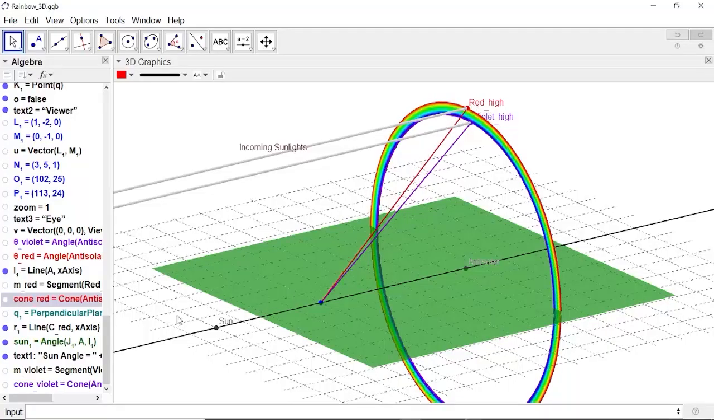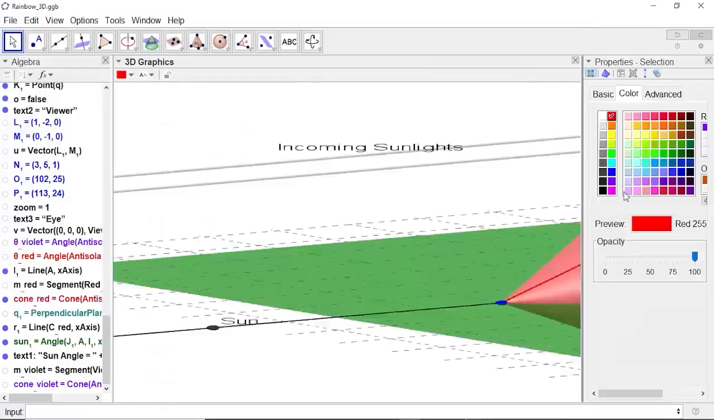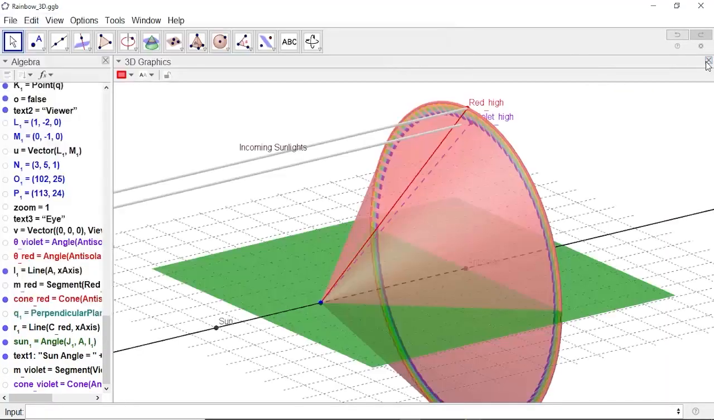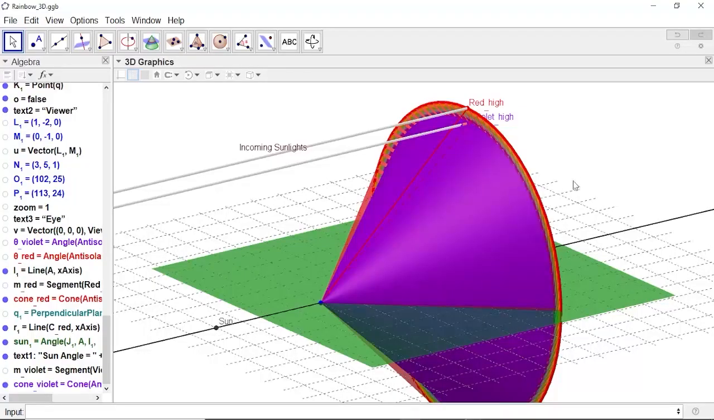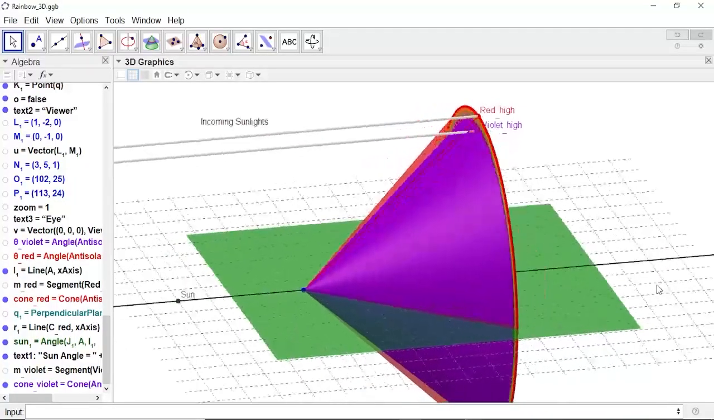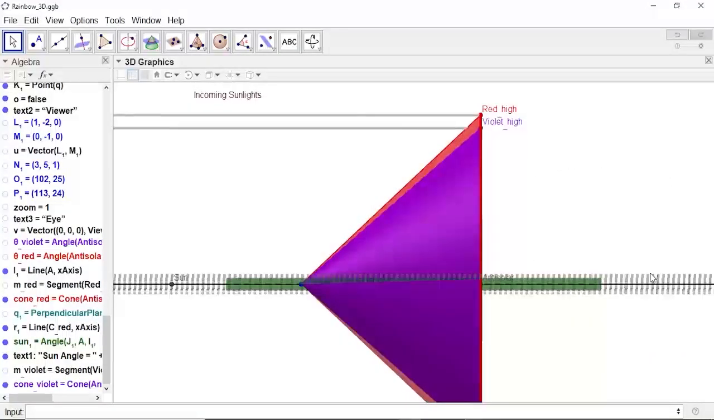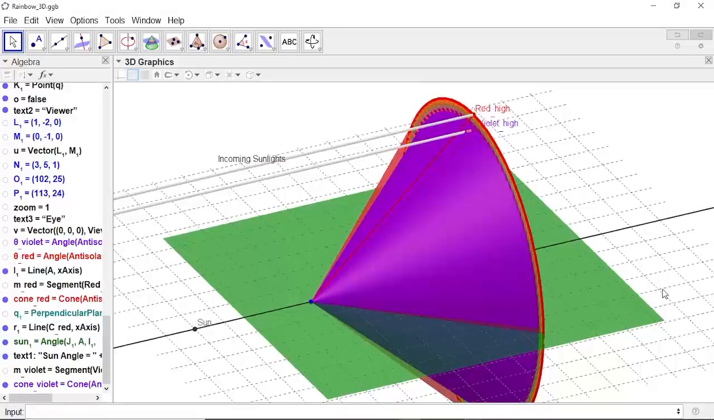If we rotate such a red ray around that axis, we get a red cone. Decrease its opacity, and we can see the hidden colors. Each color corresponds to a cone. All these cones share the same apex, the same axis. These cones differ only in their opening angles. As a result, red cones look a bit wider than violet ones.